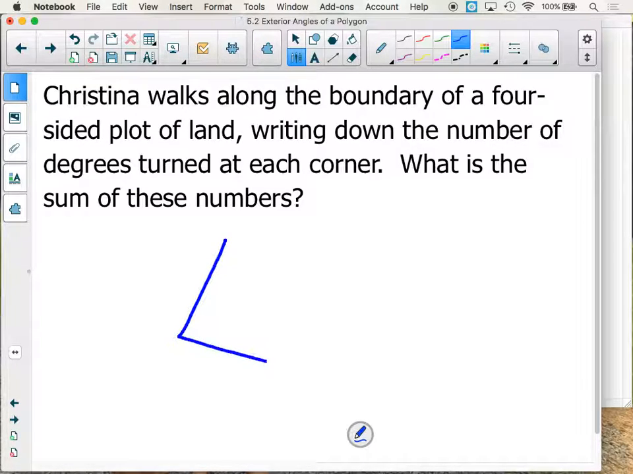Well, let's see, maybe if you have your four-sided plot of land. So you walk this way, and then you turn that angle. And then you walk along this path, and you turn another angle. You walk along that path, you turn another angle. Walk along that path, and you're back where you started. So did you come up with maybe a 360-degree turn?